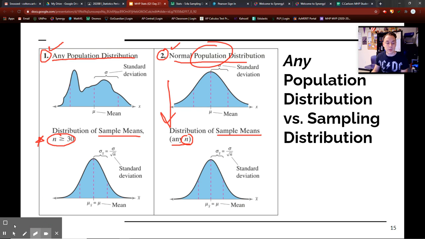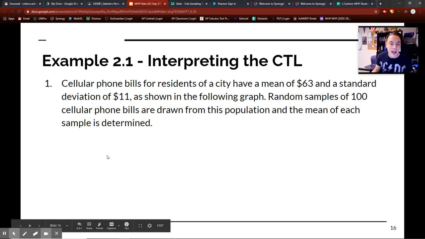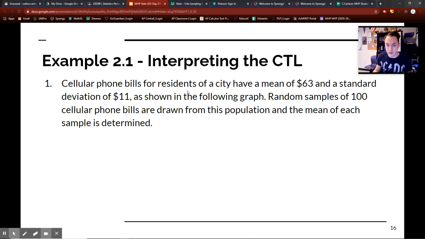Let's get through some examples here before we end. So, a cellular phone bill for residents. Cellular phone bills for residents of a city have a mean of $63 and a standard deviation of $11. So this right here is my population mean. Okay, so my population mean is $63 and my standard deviation is 11. I always like to label it on the side here.